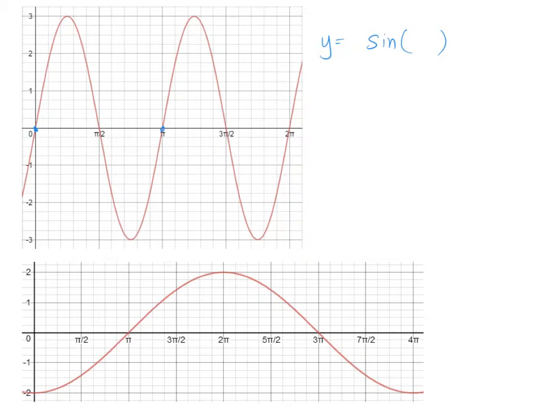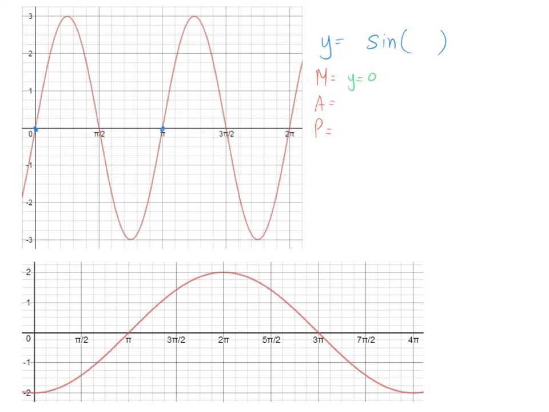Now, how do we find all the pieces? We have to map it. We have to find the midline, amplitude, and period in order to help us get the rest of the parts. Your midline is right down the middle, so hopefully you can see that's y equals 0.